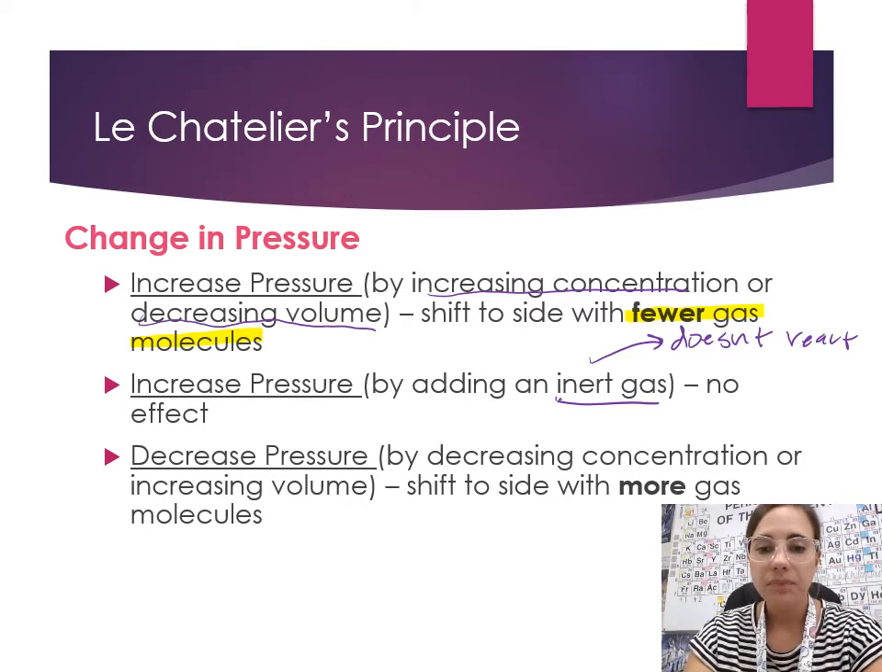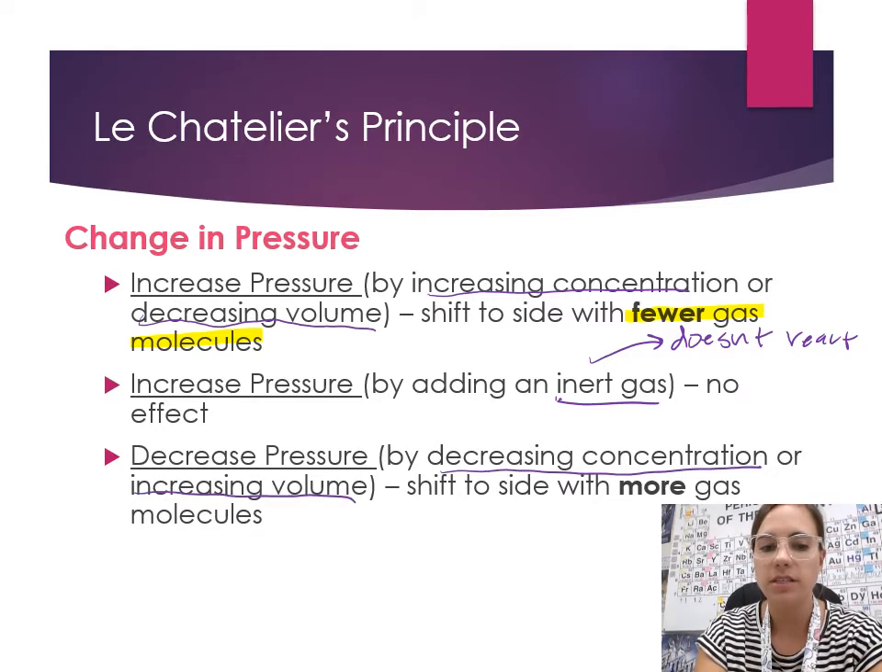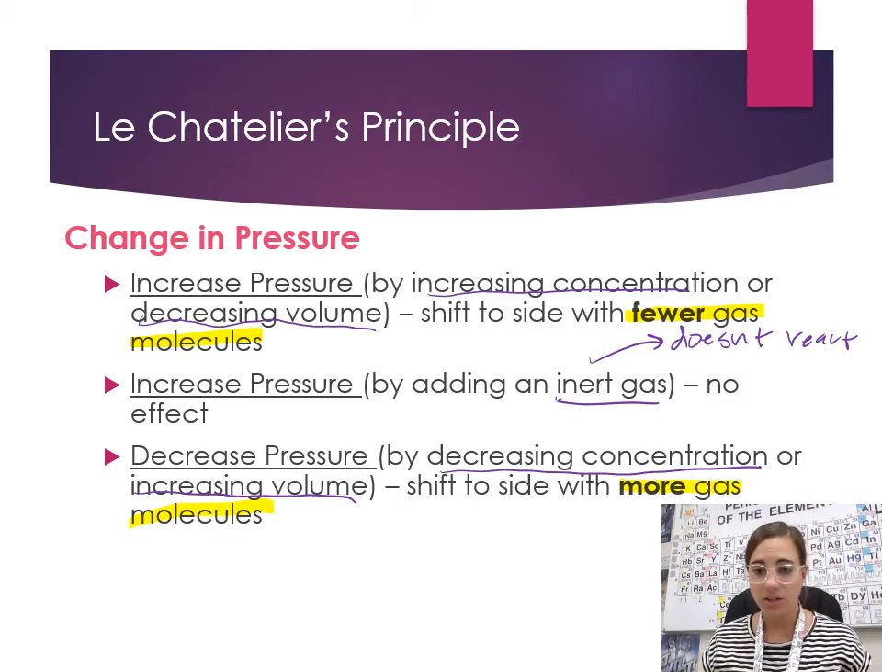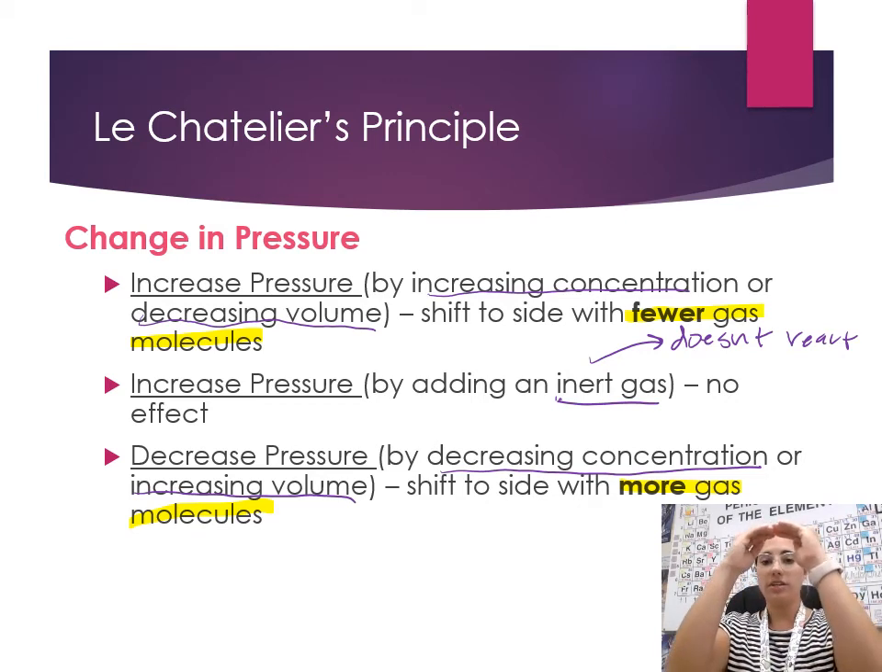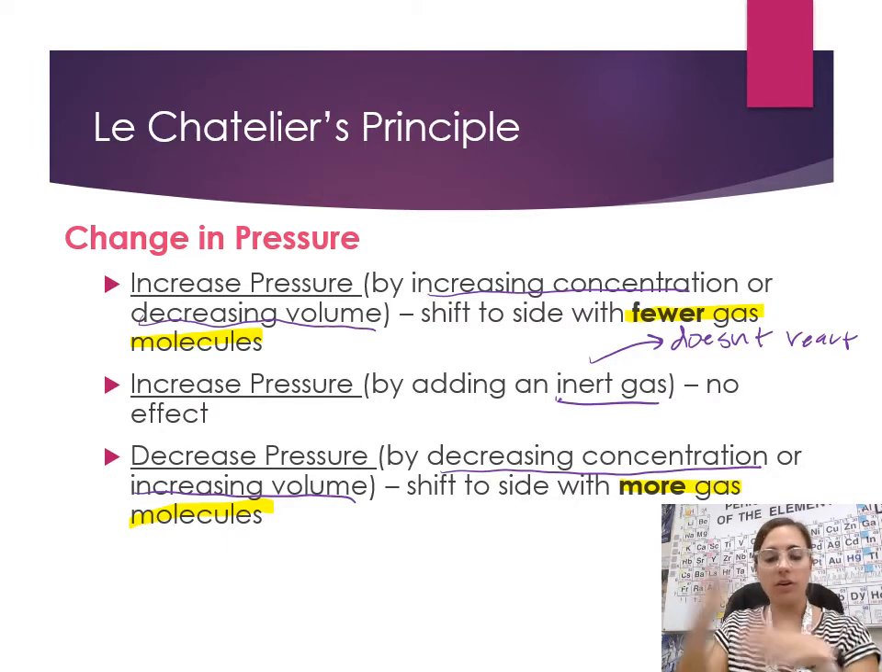Now, if I decrease the pressure, which I can do by decreasing the concentration or by increasing the volume, then I have to shift to the side with more gas molecules. Because if I decrease my pressure, I got to shift to more gas molecules so that I increase my pressure back up. Because the more gas molecules there are moving around and colliding with each other in the container, the more pressure there is.